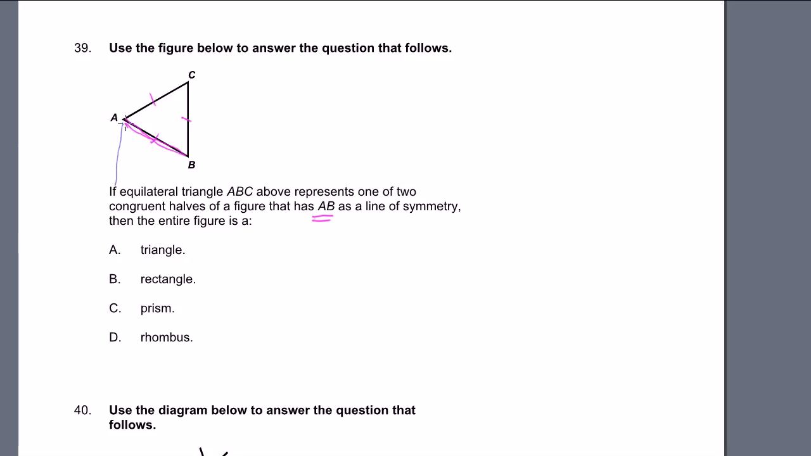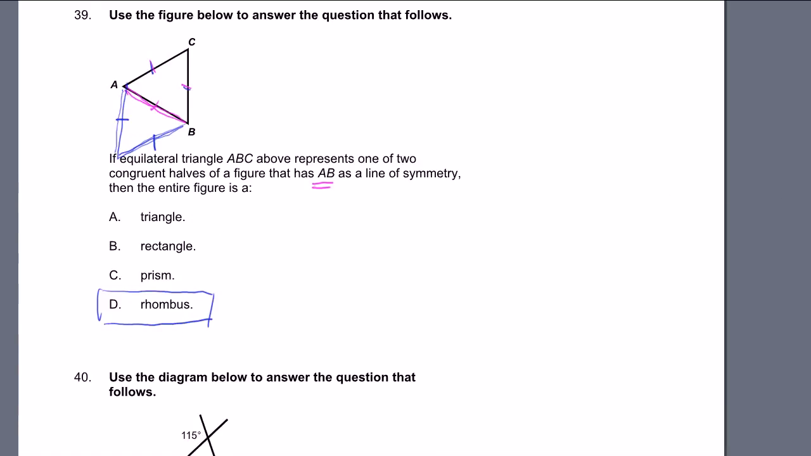So the line of symmetry is going to look like that. It's going to look like that, and that length is equal to that length is equal to that length is equal to that length. So all four sides are the same. Then the entire figure is, well, all four sides are the same. It's a little bit skewed, so it can't be a square, but it's going to be a rhombus.